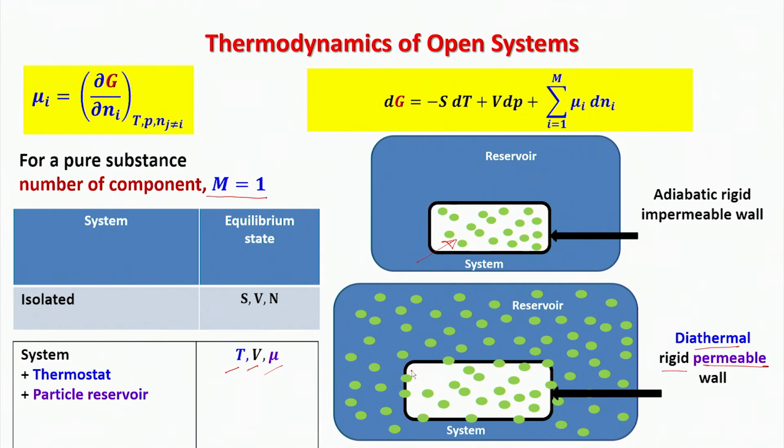But now since the wall is permeable, therefore the green particles from inside this system can move from inside the system to the reservoir, and it can also come in. And therefore, all I'm saying here is that at equilibrium, this system, that is the white box that I show here, will have a given value of temperature, a given value of volume, and a given value of the chemical potential.